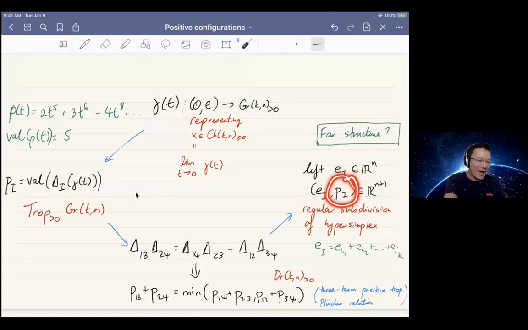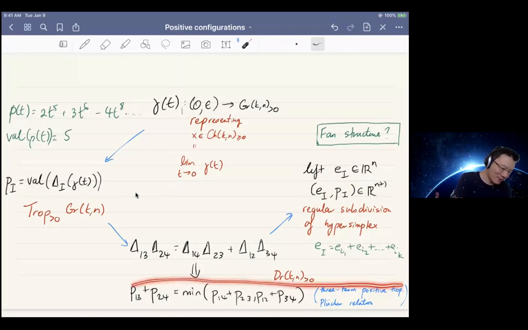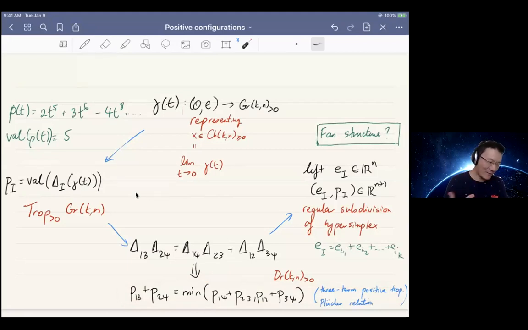If you take the p_I and they satisfy the tropical Plücker relations and you lift them, then the subdivision will be into matroid polytopes. And if they satisfy the slightly stronger thing, which is this positive tropical Plücker relation, and you lift them up, then they'll give a subdivision of the hypersimplex into positroid polytopes.